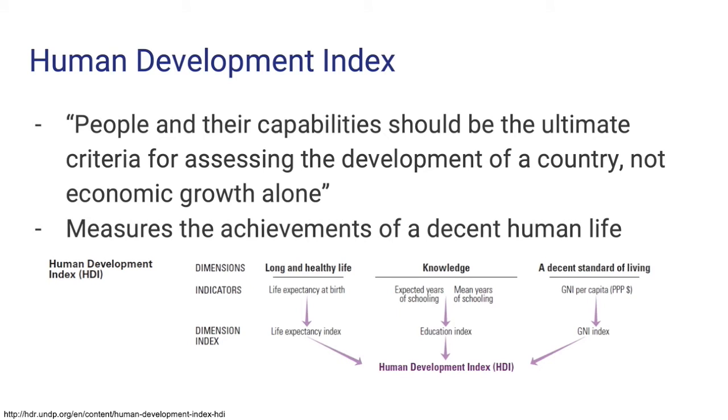The Human Development Index emphasizes people and their capabilities. It was chosen because people and their capabilities should be the ultimate criteria for assessing the development of a country, not economic growth alone. It measures the achievements of a decent human life. It uses these three concepts to measure: a long, healthy life, knowledge, and a decent standard of living.